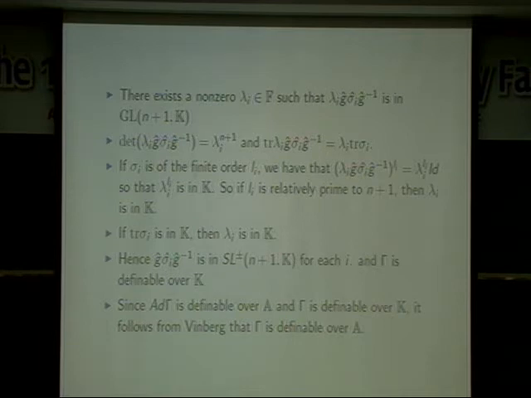So since Ad gamma is definable over A and gamma is definable over K, from Vinberg it follows that gamma is definable over A. One of the theorems of Vinberg is that if Ad gamma is definable over A and gamma is definable over K, then gamma is definable over A.